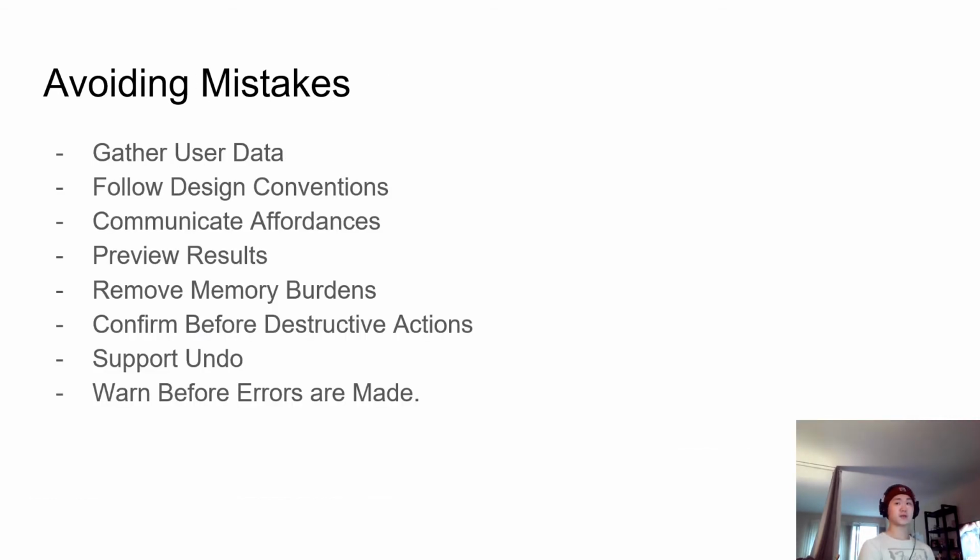So in this section, I'm going to be outlining avoiding mistakes rather than slips, and these are a lot more fundamental errors in programming, and for that reason, I think it's much more vital to address. And as you can tell, there's many more solutions. So I will outline gathering data, design conventions, affordances, previewing results, removing memory burdens, confirming before destructive actions, supporting undo, and warning before errors are made.